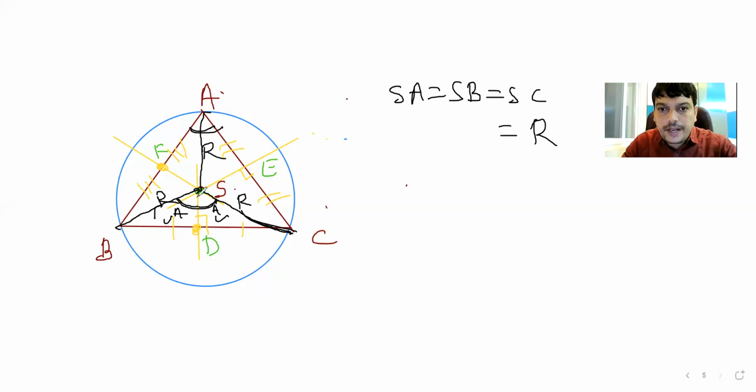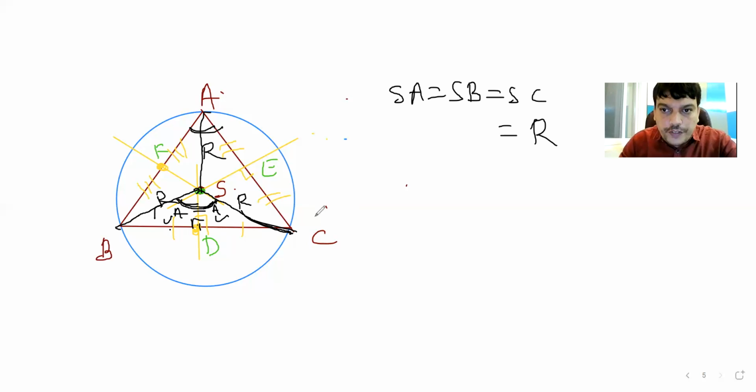So because triangles SDB and SDC are congruent, how are they congruent? Because BD and DC are equal, we have a common side SD, and you have a right angle in between. So by side-angle-side congruency, they are congruent. So corresponding parts of congruent triangles are equal. Therefore, what do you get here? Angles DSB and DSC are equal, both equal to A.